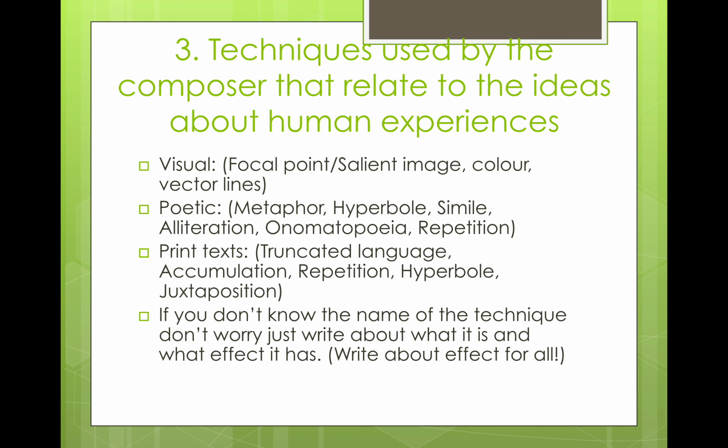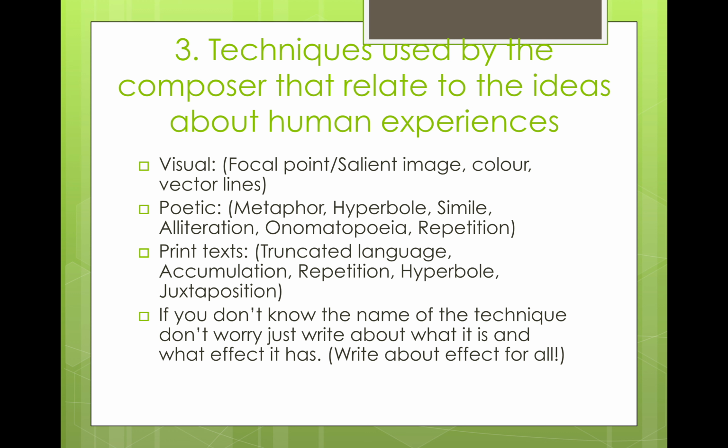Vector lines are an easy one. They direct your eye around the visual image and they create a reading path. Now, there might also be things like superimposed images that are more technical, but these are ones that are more than likely going to be in every visual text that you see.